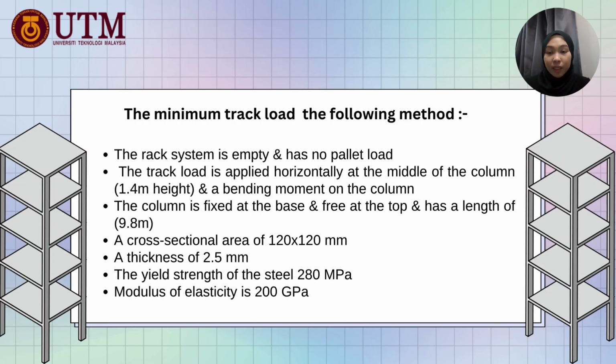Our investigation into the minimum rack load involved applying the load horizontally at the midpoint of an empty rack system column, situated at a height of 1.4 meter. A bending moment is then introduced to the column. It's important to note that the column is fixed at the base, free at the top, and has a length of 9.8 meter, with a cross-sectional area of 120 times 120 millimeter and a thickness of 2.5 millimeter. To determine the minimum rack load that could lead to system collapse, we consider the yield strength of the steel, which is 280 megapascal, and the modulus of elasticity set at 200 gigapascal. Our approach involves a comprehensive analysis that takes into account the system structural characteristics.